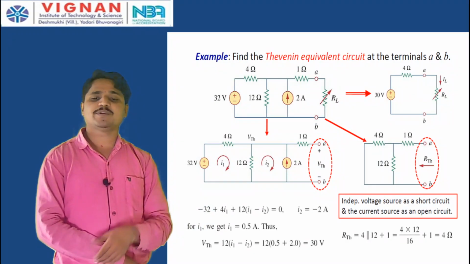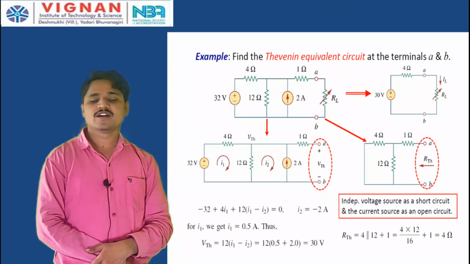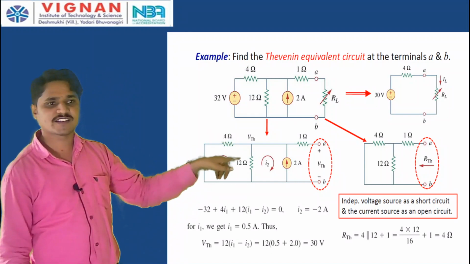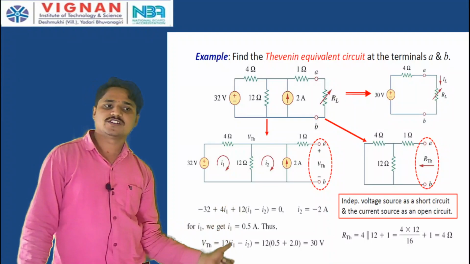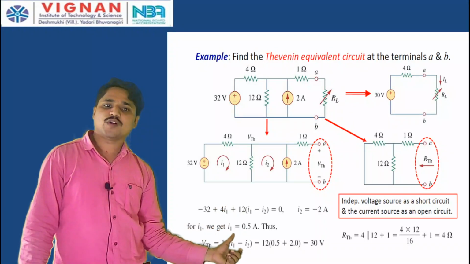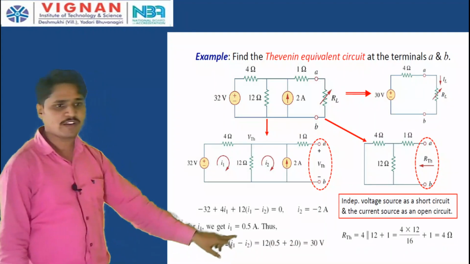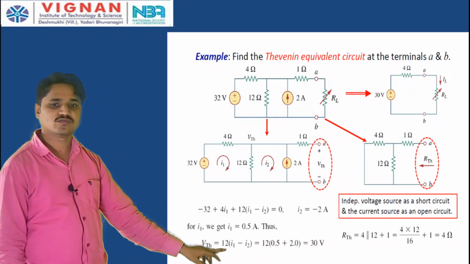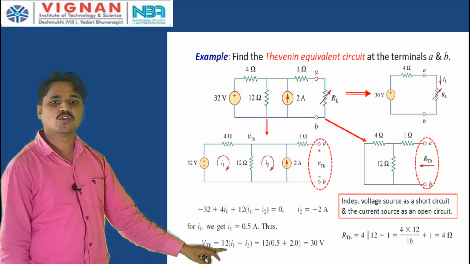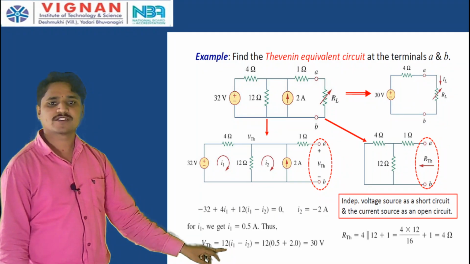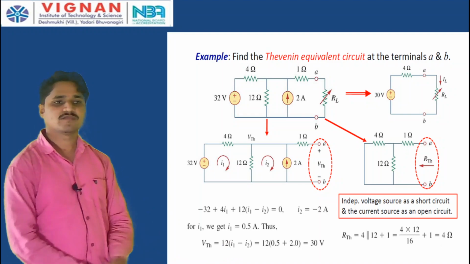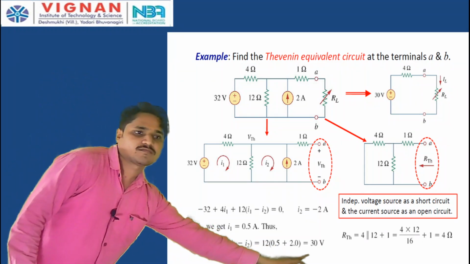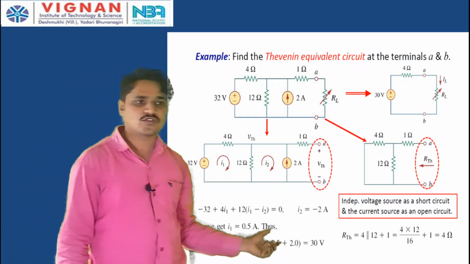This element is connected between the two meshes, so it is a mutual element. The current I1 is entering and the current I2 is leaving. Therefore, the voltage across this 12 ohm resistor, V Thevenin, is equal to 12 into (I1 minus I2). That is equal to 12 into (0.5 plus 2), that is minus into minus plus 2, which is 30 volts. So, once you get 30 volts, okay.